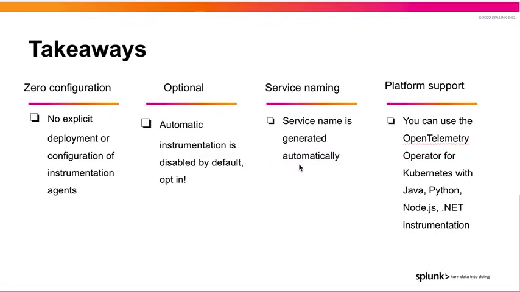So let's wrap up with some takeaways. First, there's no or zero configuration and deployment of runtime specific auto instrumentation needed anymore. Second, this is completely optional. You can choose to opt in with a deployment option for auto instrumentation with the collector itself. Third, for applications that are instrumented, the service name is automatically generated and set, and it can be overridden as well.